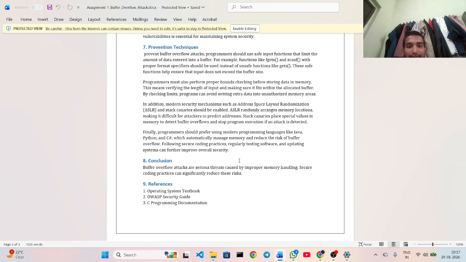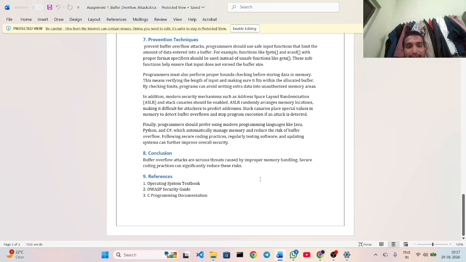Conclusion. Buffer overflow attacks are serious threats caused by improper memory handling. Secure coding practices can significantly reduce this risk. References: operating system textbook and C programming documentation.